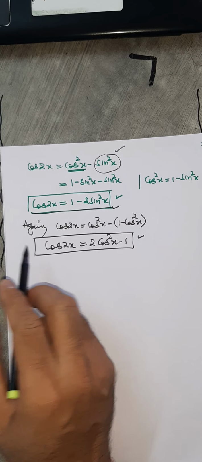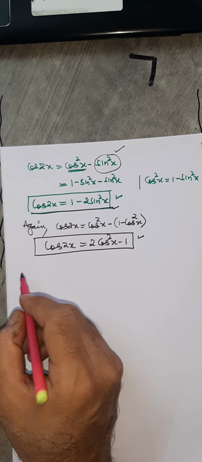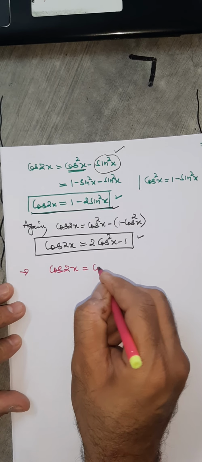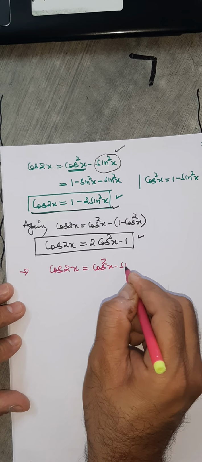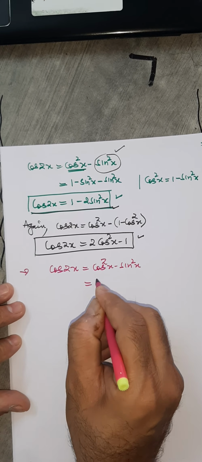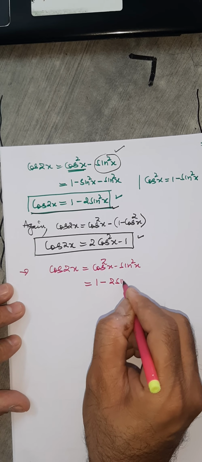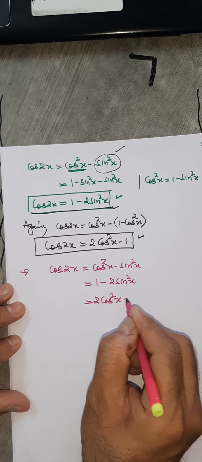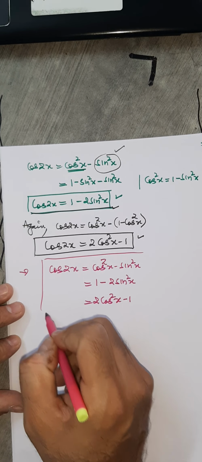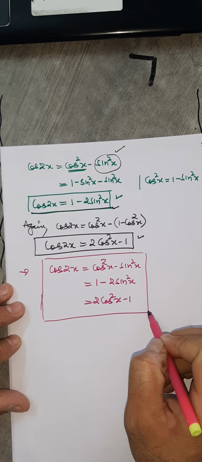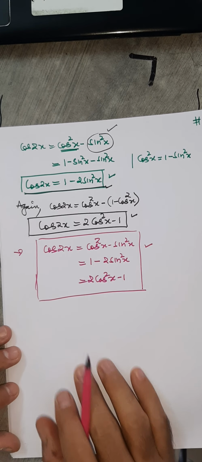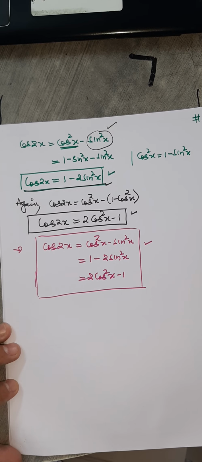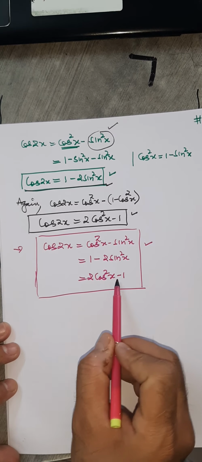So in short, we have these three formulas. Therefore, cos 2x has these three formulas. One is cos square x minus sin square x. The second one is 1 minus 2 sin square x. And the third one is 2 cos square x minus 1. You need to remember these three formulas for cos 2x: cos square minus sin square, 1 minus 2 sin square, and 2 cos square minus 1.